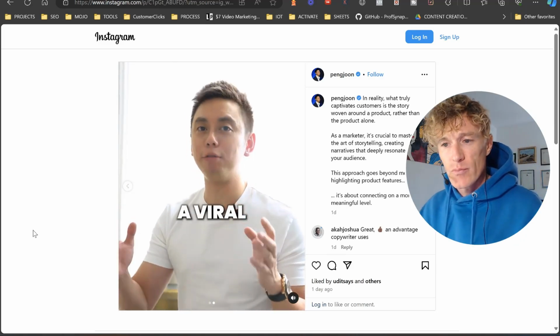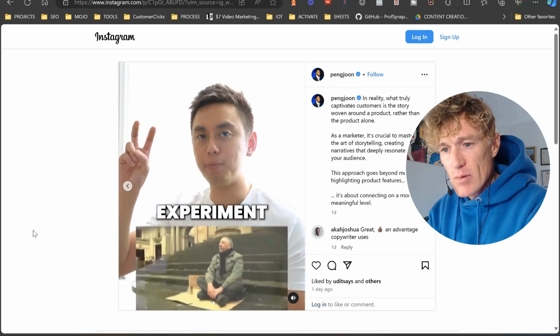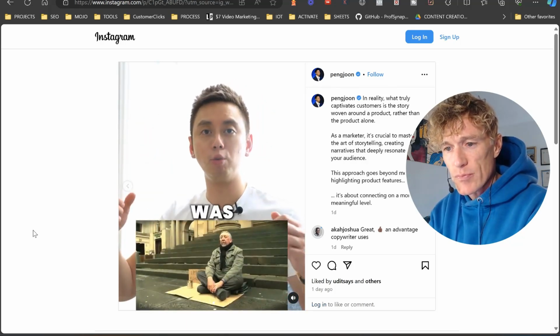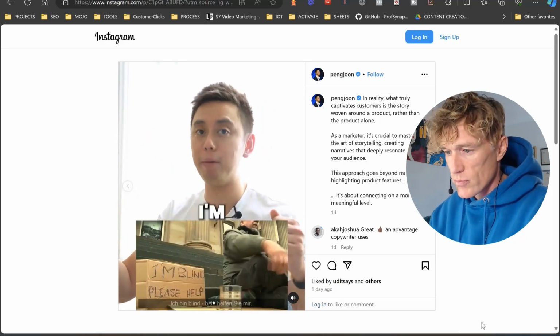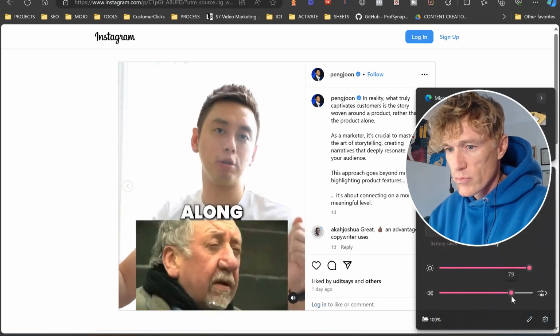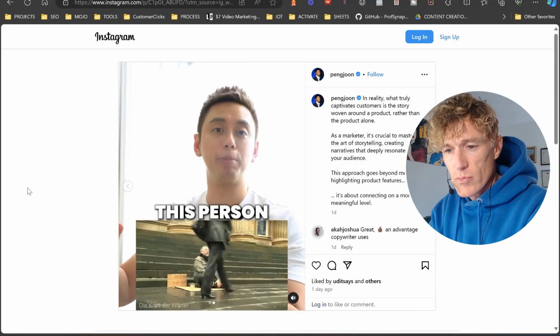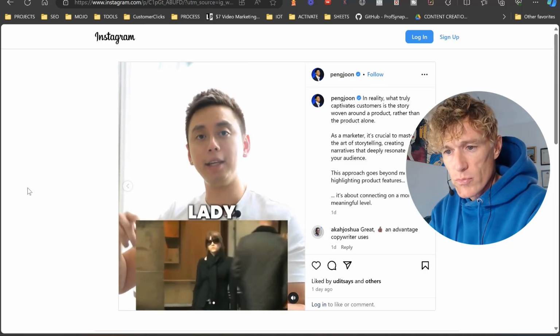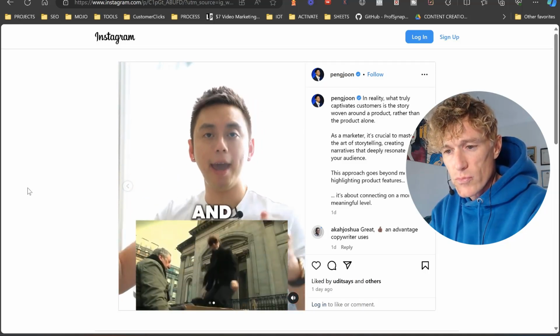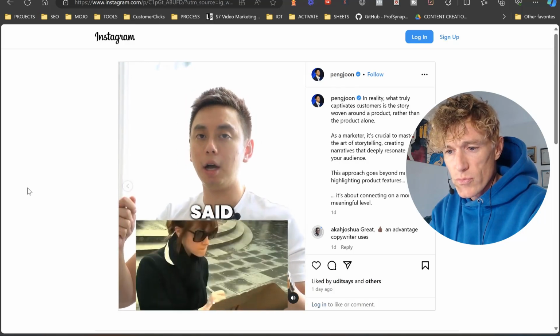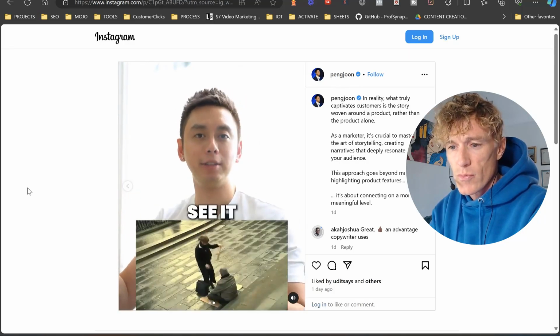I saw a viral video about this experiment where this blind person was holding a signboard that said, "I'm blind, I can't see, please help," something along those lines. And passersby would walk by and ignore this person. And then this lady comes along, changed his sign, and gave him a sign that said, "It's a beautiful day, but I can't see it."